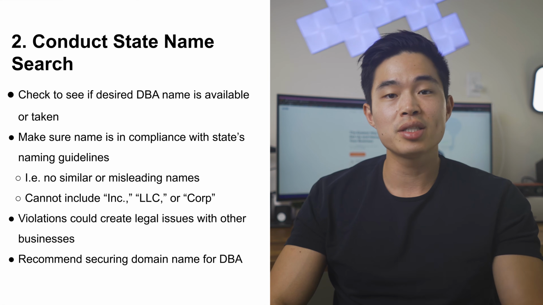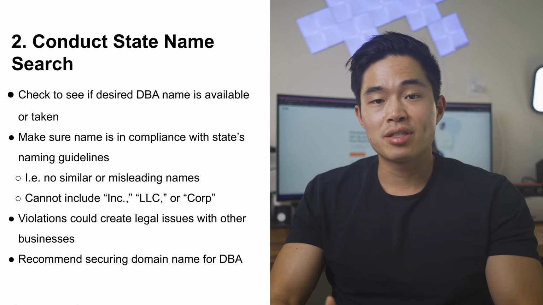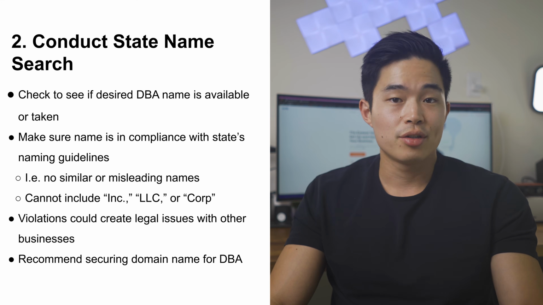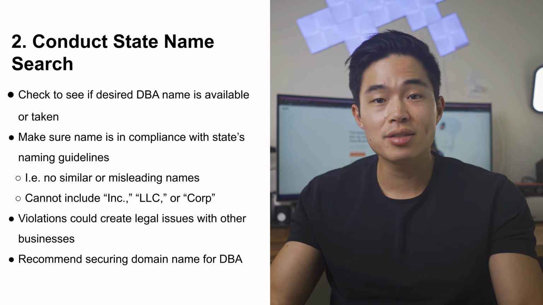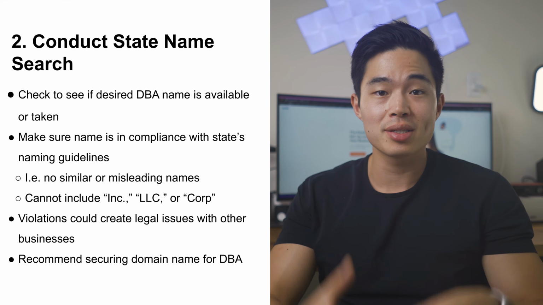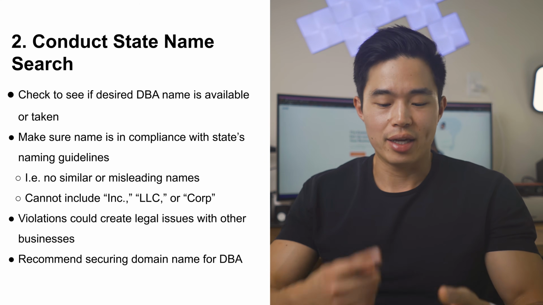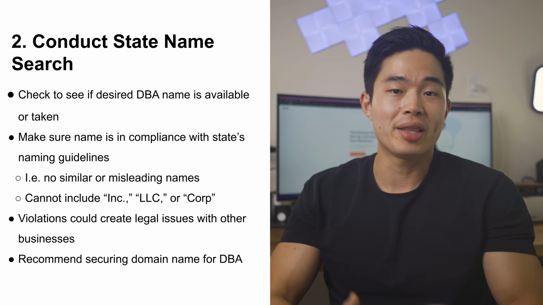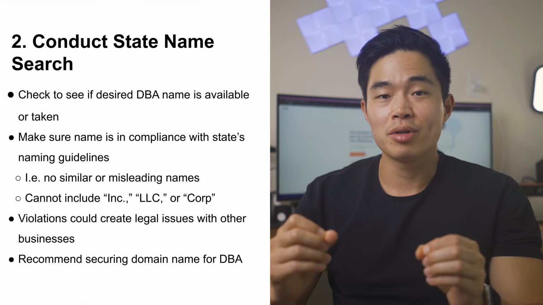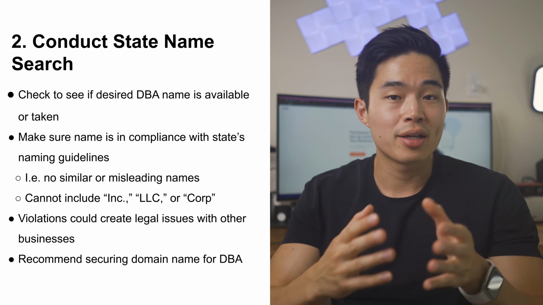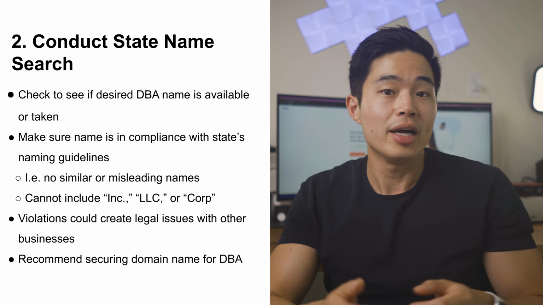Step 2 is you're going to conduct a state name search. This basically checks to see if your desired name is available or if it's been taken. You're also going to want to make sure that your name is in compliance with the state's naming guidelines. So that could mean no similar or misleading names to other businesses within the same state, and they cannot include things like Inc., LLC, or Corp at the end because that would signify it as a business structure. This step is really important because violating these rules and regulations could create legal issues between your business and other businesses as well as with the state.